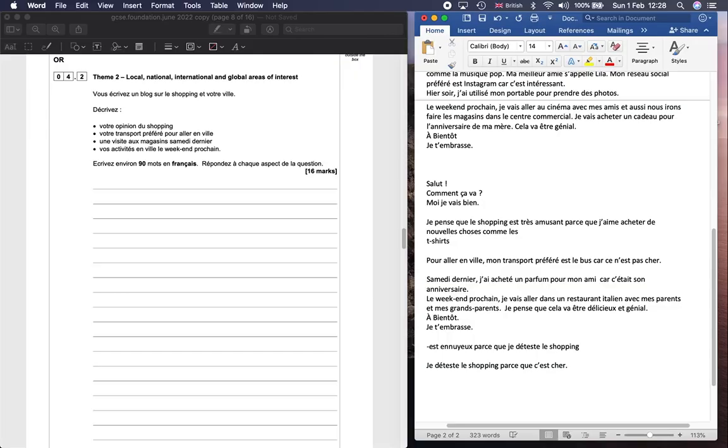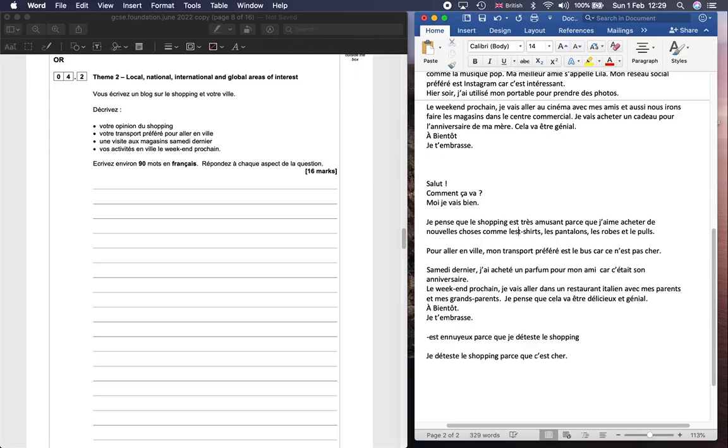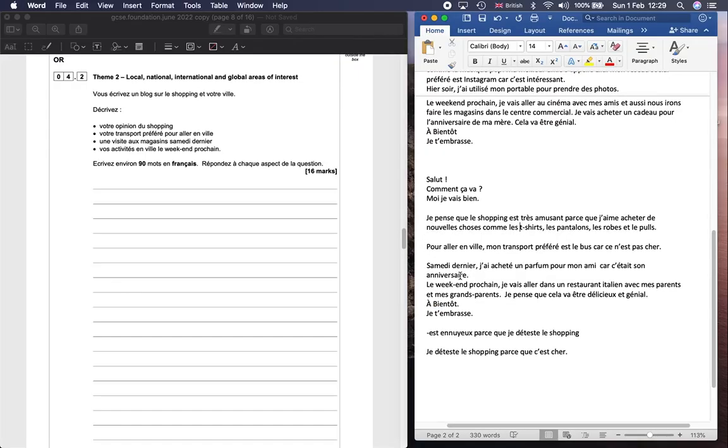Let's see if you know your wardrobe. Comme les t-shirts, les pantalons, les robes et les... What can we say? Et les pulls. Jumper. Let's see.